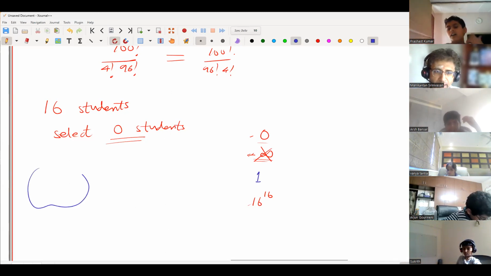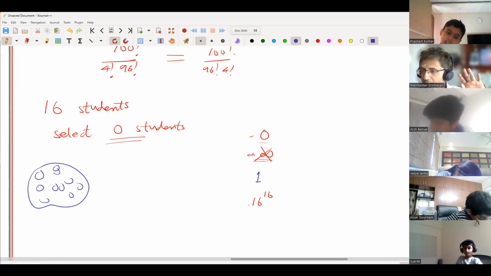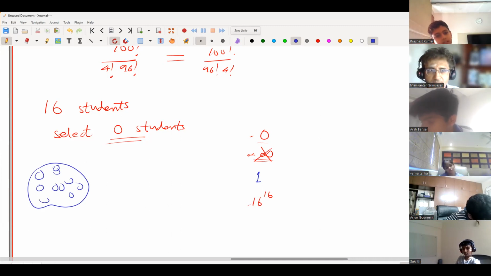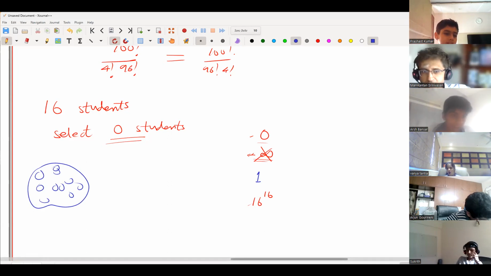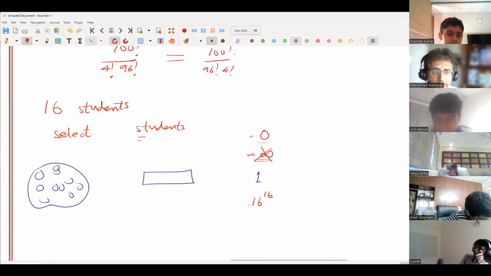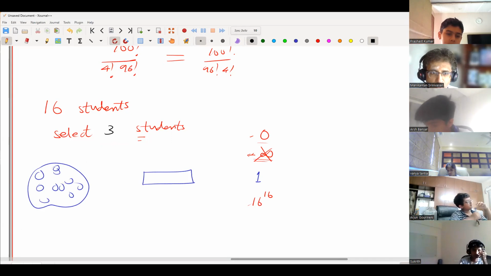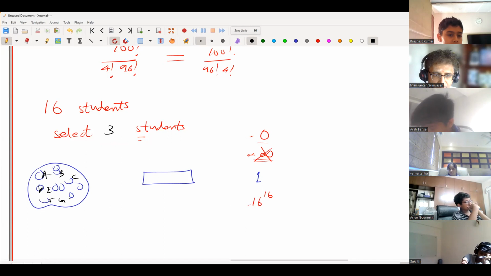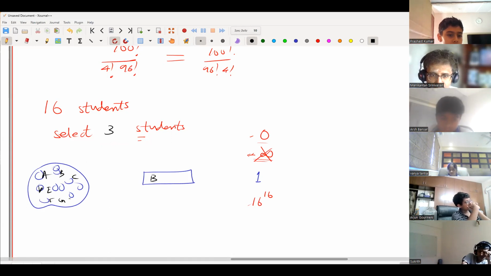So these are the 16 students sitting. Just imagine the school has to select a team of 3 students, and those 3 students will go to some inter-school competition to represent the school. So here is the school bus, right? Suppose the question was, it has to select 3 students. Let's say these kids are all labeled A, B, C, D, E, F, G, H, and all that. And let's say B, C, and X are the 3 best students. The school will select these 3 and send.